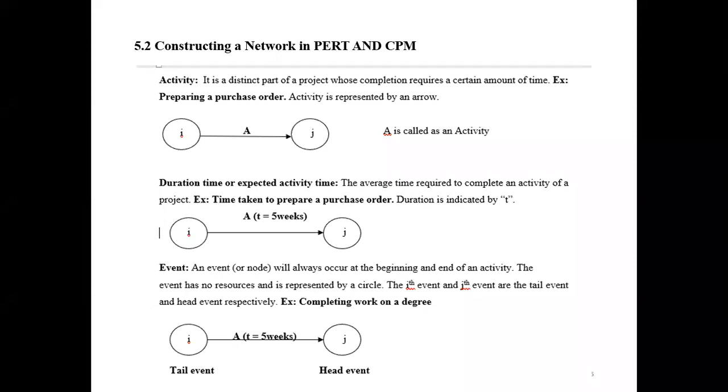So in this case, each small portion is extracted from one event to another event. This arrow mark is called an activity. In the node, it is called an event. Normally, for any activity, we first start with the node, and only then can we control the time of the project.